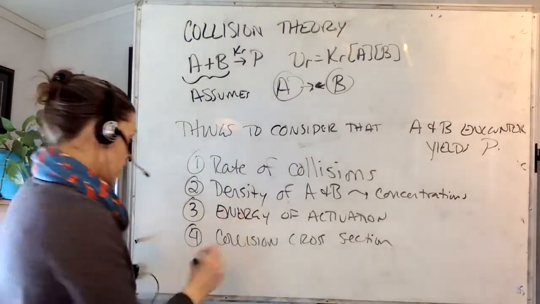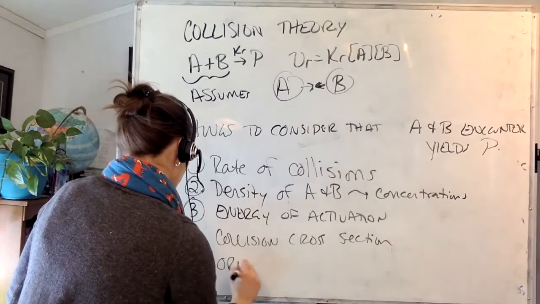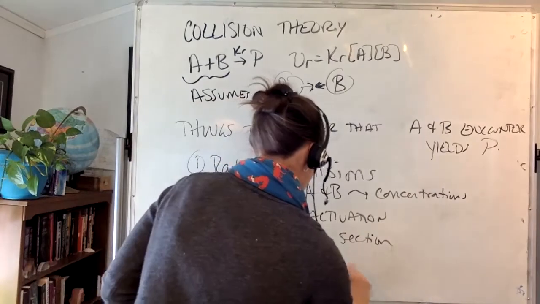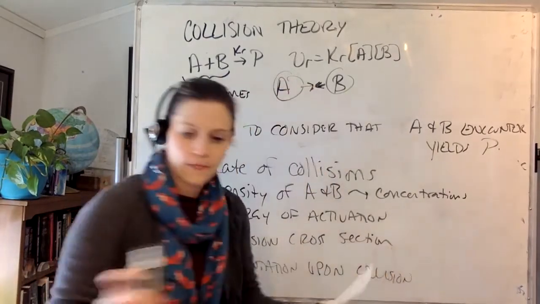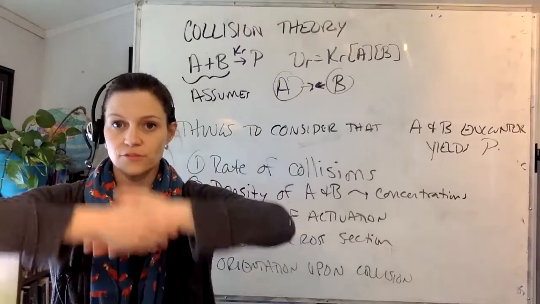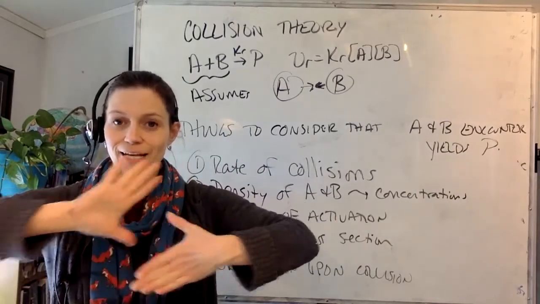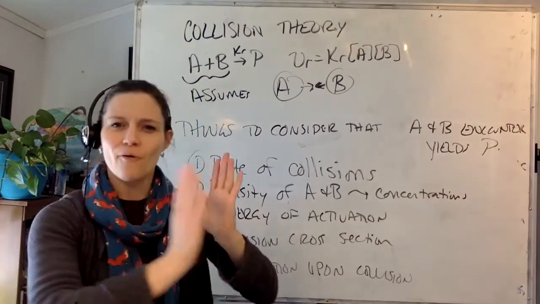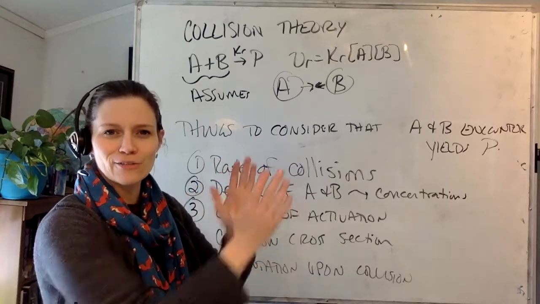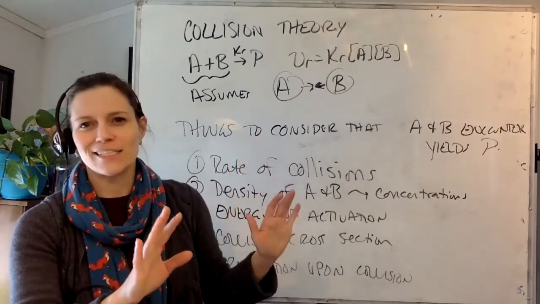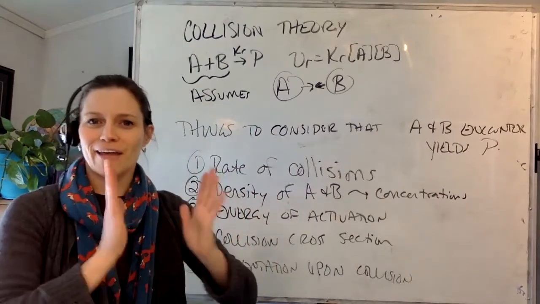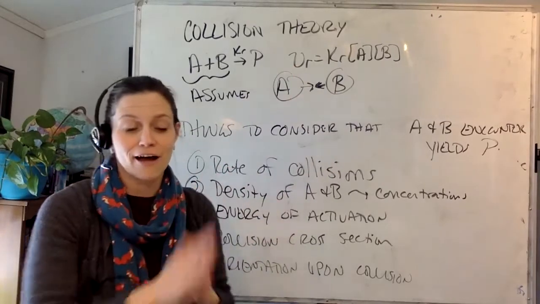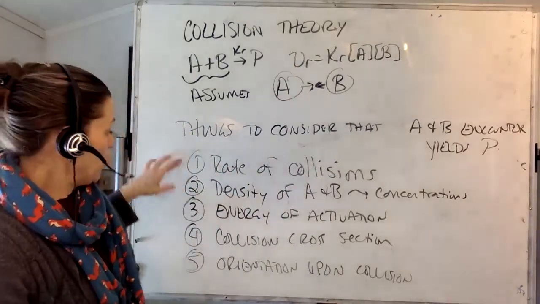And then number five, the orientation upon collision. So if A and B are coming together, do they come together like this, or do they come together like that? It's kind of the classic high five example. When you go to high five someone and you do it badly and miss, you're like, that didn't count, and you have to do it again. It's the same idea. If they don't come together the right way, it doesn't classify as a reaction, just as it doesn't classify as a high five. Okay, one, two, three, four, five.